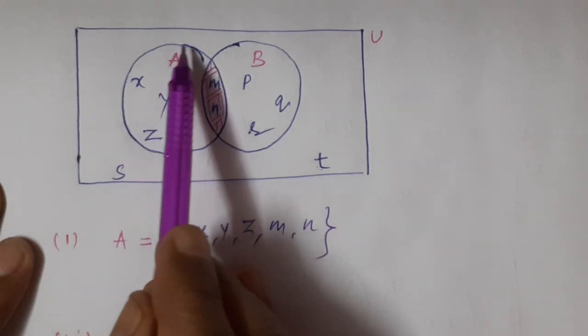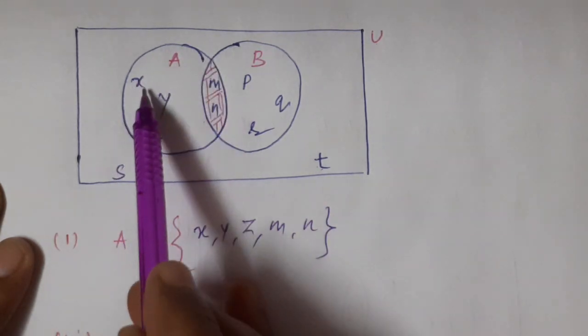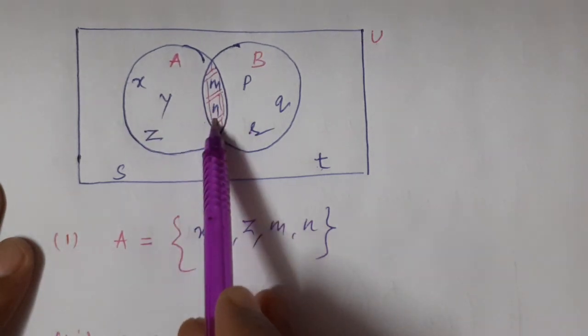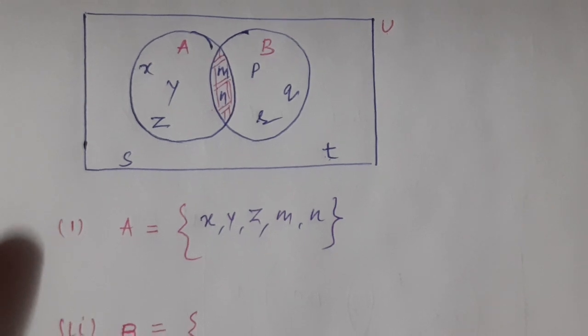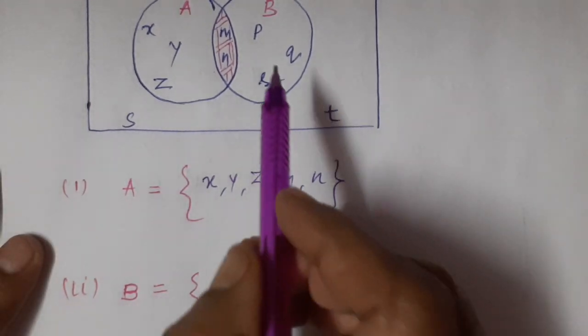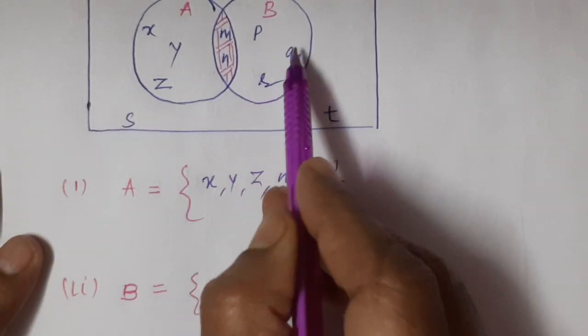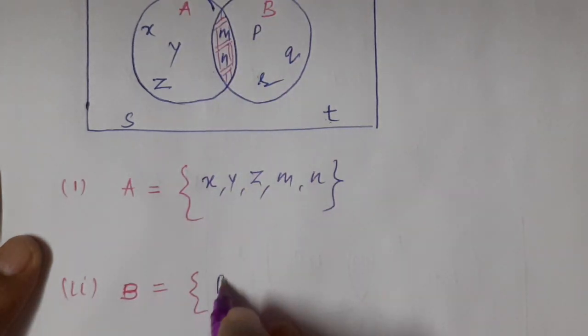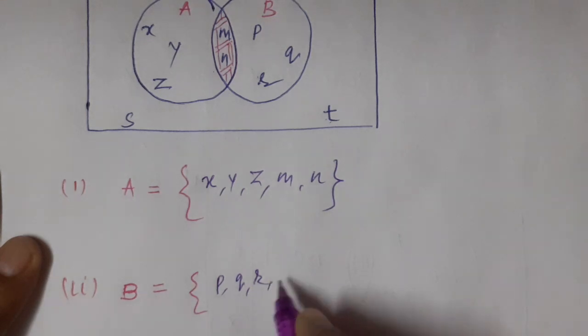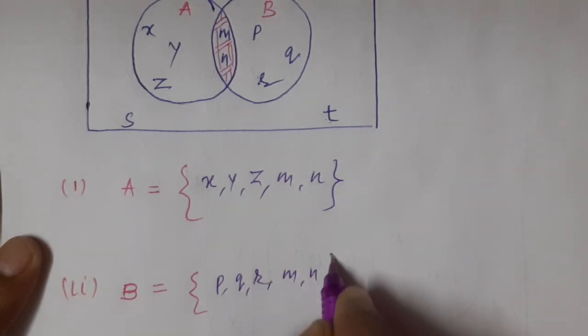Here, this set X, Y, Z, M and N, these are the elements of this A set. Now, what does the B set comprise of? B set comprises of these elements P, Q, R, M, N.